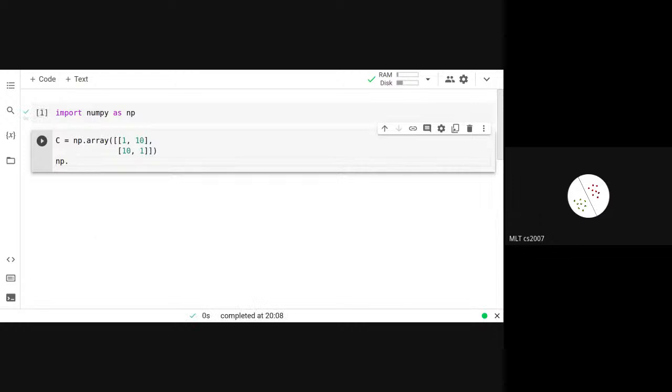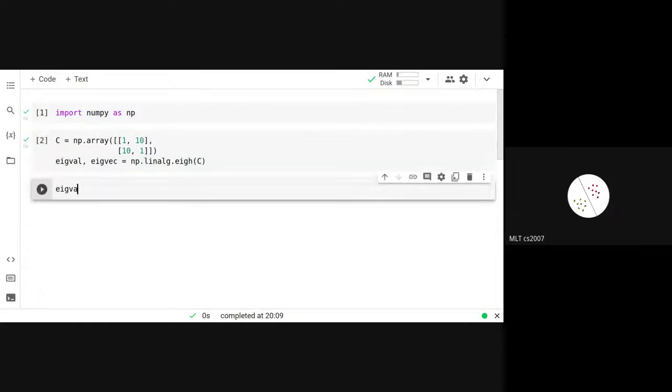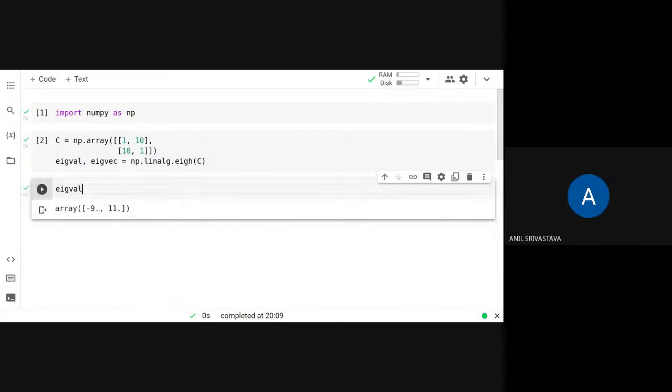If you want to obtain the eigenvalues and eigenvectors for a symmetric matrix, yes, there is one in linear algebra, eigh. So it should give you only real values. It cannot return complex values. If you go ahead and look at the eigenvalues, you'll see that they are real. I'll work it out again. Maybe some issue with my command as such.